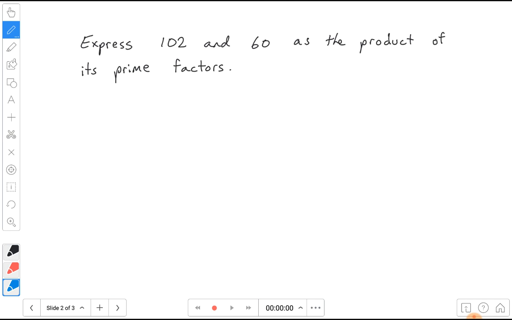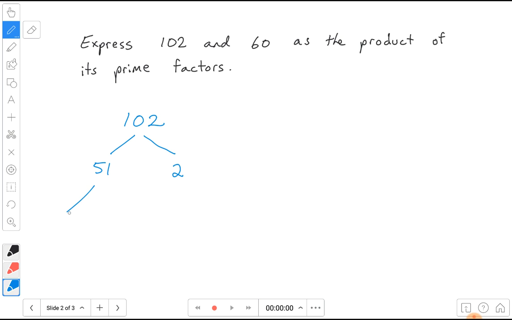Let's express 102 and 60 separately, so this is two questions, as the product of its prime factors. So we just learned how to use a number tree, so let's do that for these numbers. Sometimes these trees go on a long way, and sometimes they're actually quite short. So 102, well, this is an even number. So let's choose to divide this by 2, and 2 times 51 will give us 102. So there's our first set of factors. 2 times 51 equals 102. 2, we're already down there. It's a prime number, so we have to look at 51.